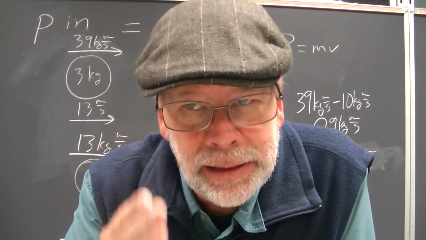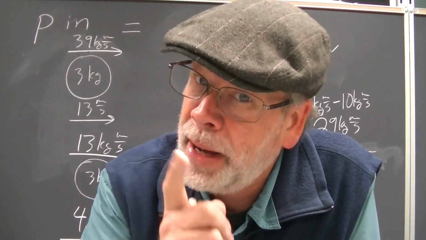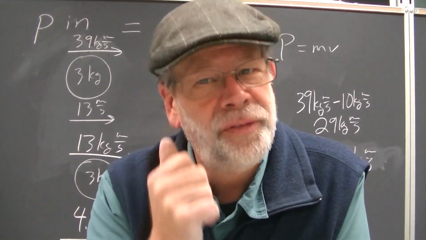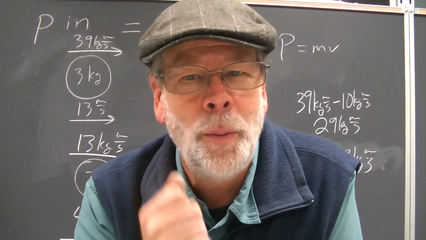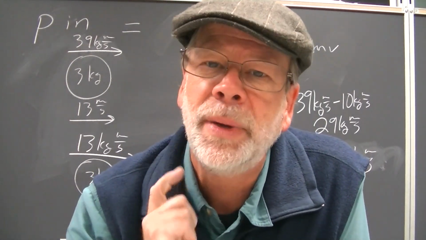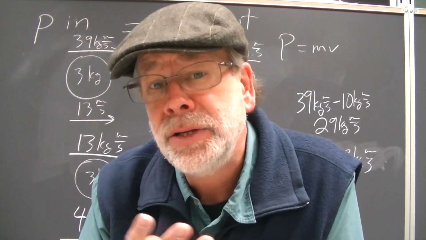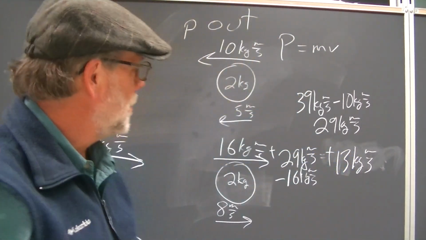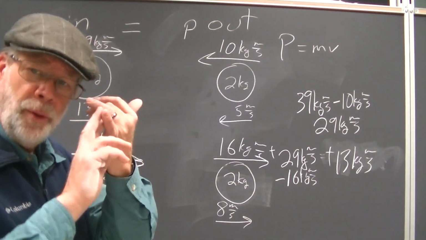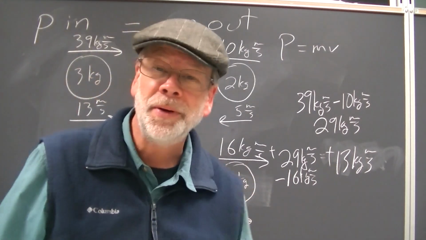It's a lot more complicated to do it in 3 dimensions, but the same idea all the way through. The momenta in x before the collision must equal the momenta in x after the collision. The momenta in y before the collision must equal the momenta in y after the collision, and so on with the z-axis. So these things really are made very simple by this idea of pin equals pout. The momentum coming into the system equals the momentum coming out. That's all there is to it.